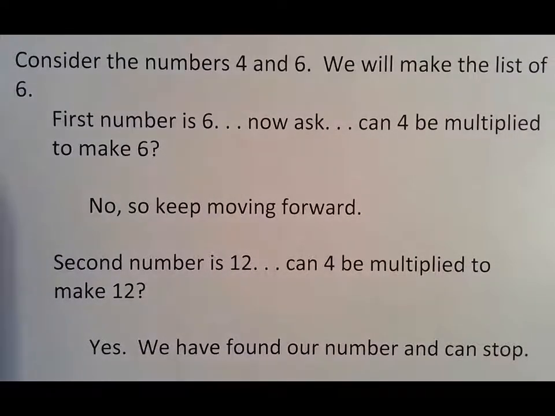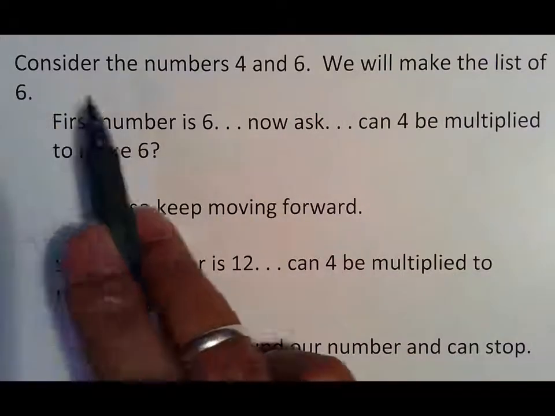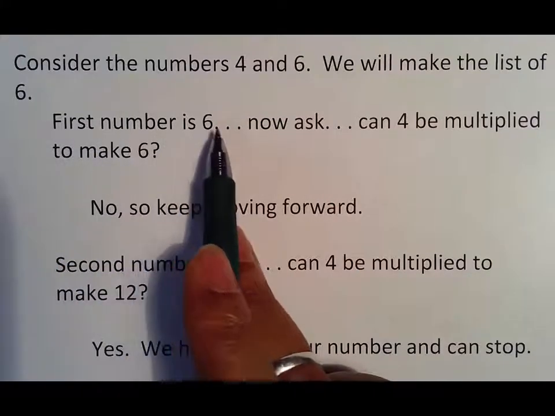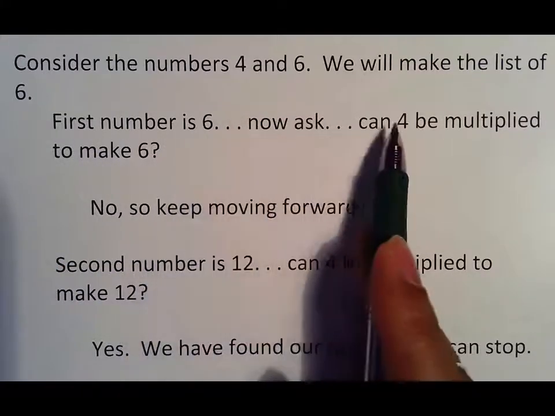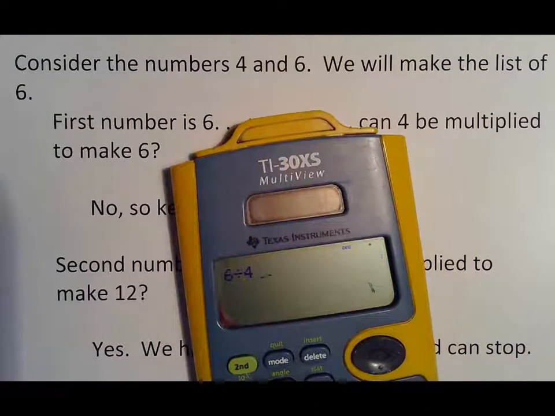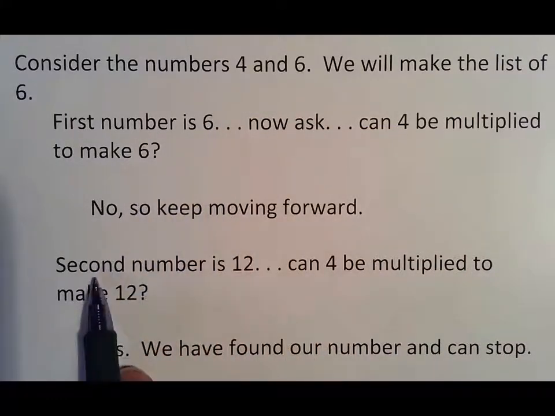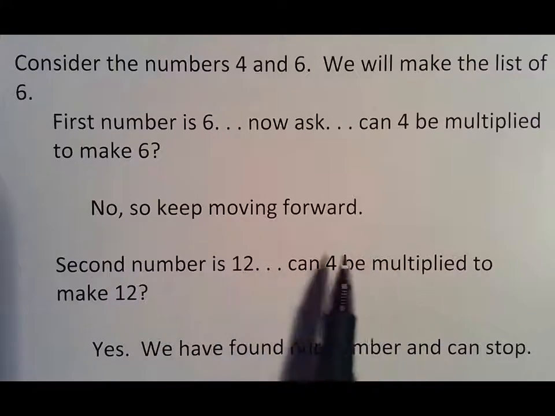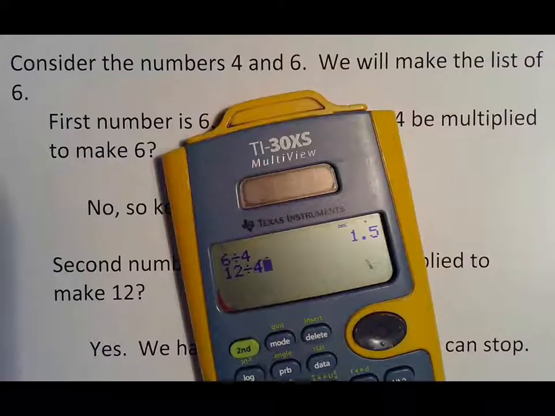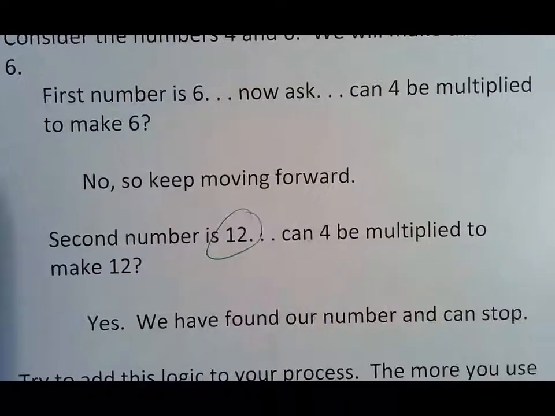So consider 4 and 6. Talking through this, we would make a list of the number 6 because 6 is bigger. So the first multiple of 6 is 6. So you ask yourself, as soon as you know the first number is 6, can 4 be multiplied to make 6? And if you need to, you would do 6 divided by 4. You see that it doesn't, so the answer is no, so keep moving forward. The second multiple of 6 is 12. Ask yourself, can 4 be multiplied to make 12? The answer after you check that is yes, so therefore you know your number is 12. You found your number 12 and you can stop.